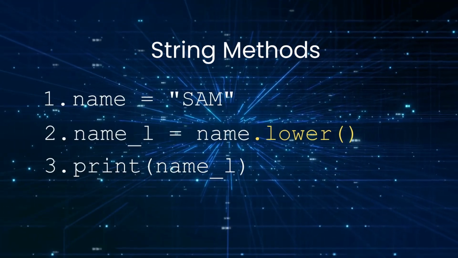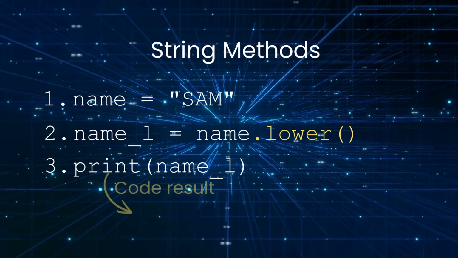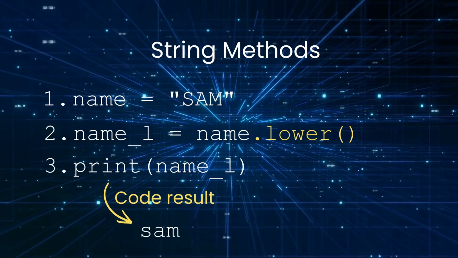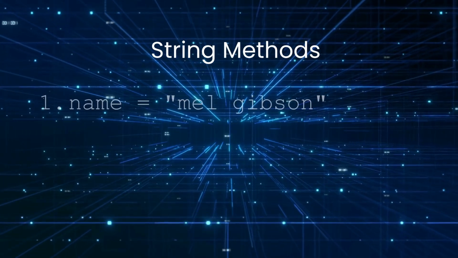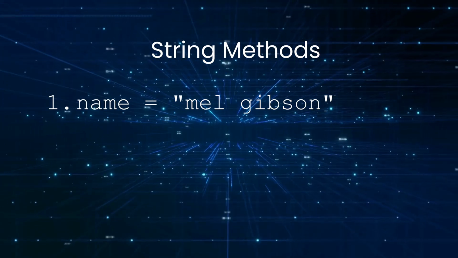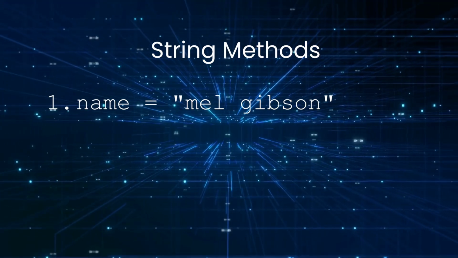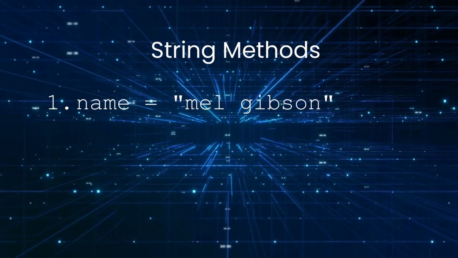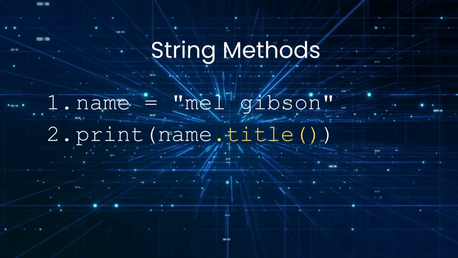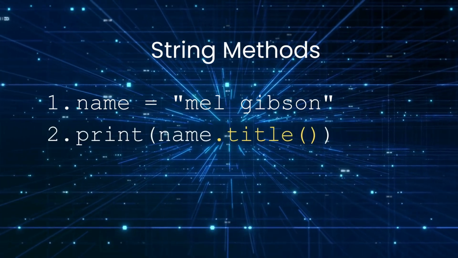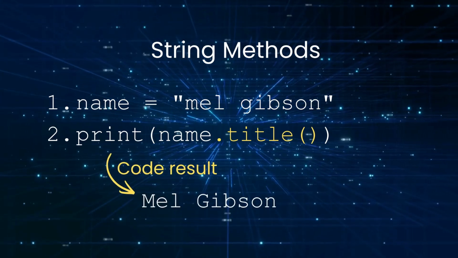You can also use .lower to convert text to lowercase. You can even use a method to create a new variable entirely. Finally, a common style for proper names or titles consists of capitalizing the first letter of each word. In Python, we use the .title method for this.